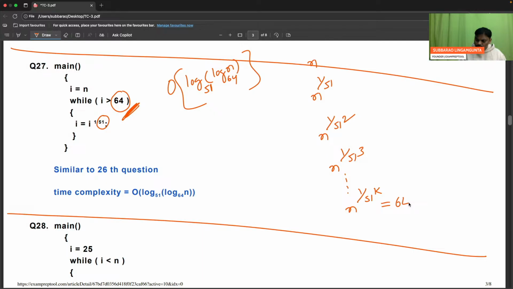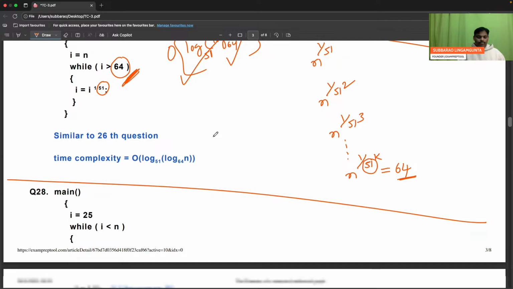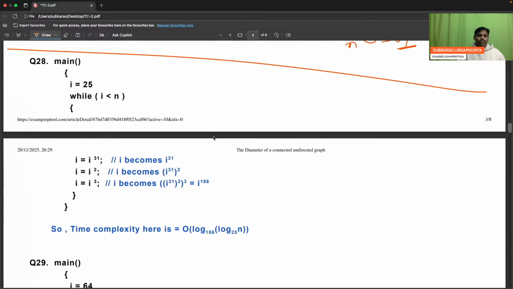Stop it. Remember, this person is there in the upper. So this number only I am able to see first. So I have to eliminate this number. So log 64 apply first. Next apply, this number will fall down. Then apply log base 51 to this one. So answer is log n, base 64 inside, base 51 outside. That is the answer. Perfect. Go to question number 28.